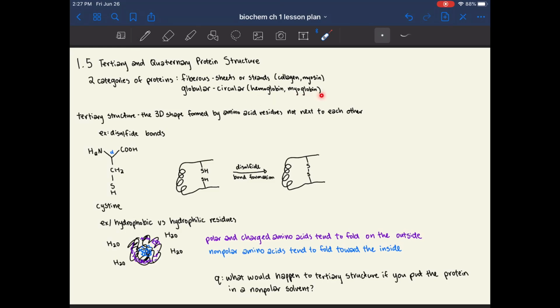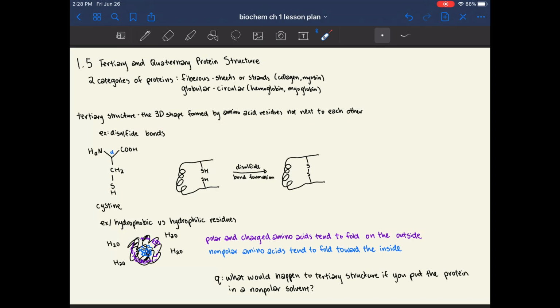Examples of these are hemoglobin and myoglobin. Hemoglobin and myoglobin exist in your red blood cells, and they don't really do structural functions. Instead, they can hold on to oxygen molecules. And this is included in this section because proteins are differentiated into fibrous and globular based off of their tertiary structure, or how the entire protein folds.